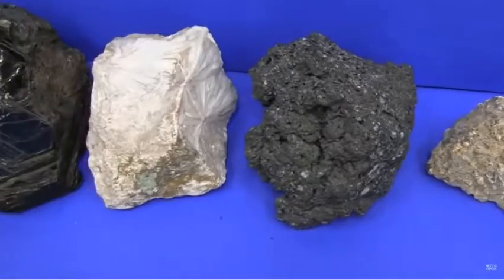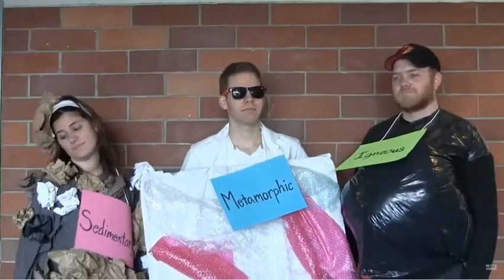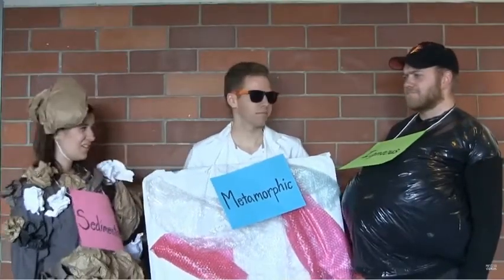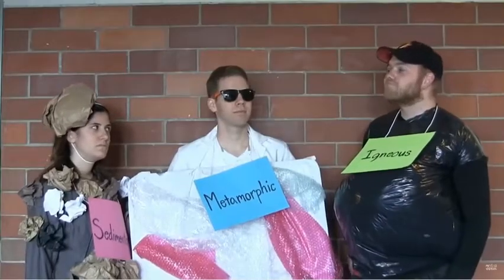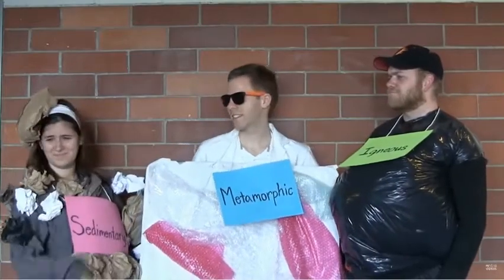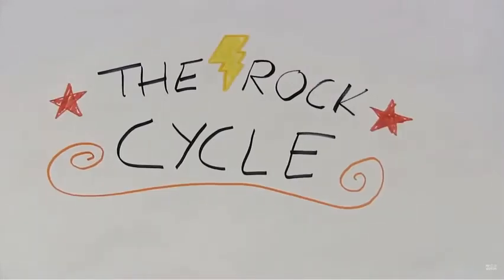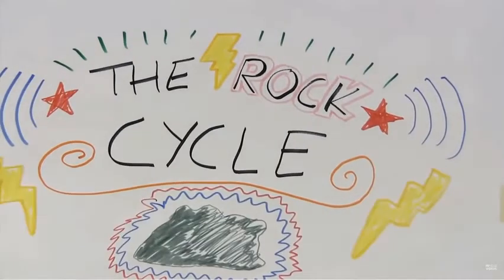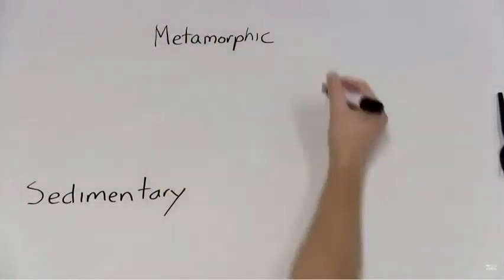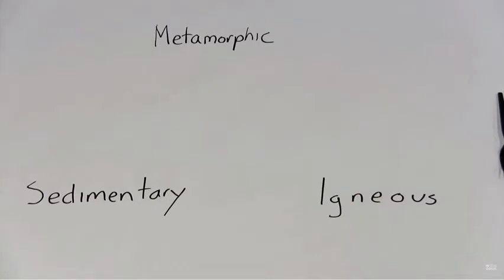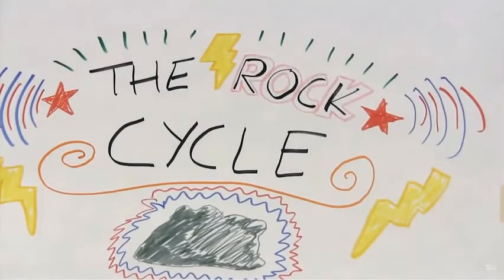I bet you thought rocks are just rocks, right? Nope. There are 3 major types of rocks: sedimentary, igneous, and metamorphic. But the coolest thing about rocks is that each one has the ability to change into the other kind. Huh? How is that possible? Sedimentary, metamorphic, and igneous rocks change into each other in a process we call the rock cycle.